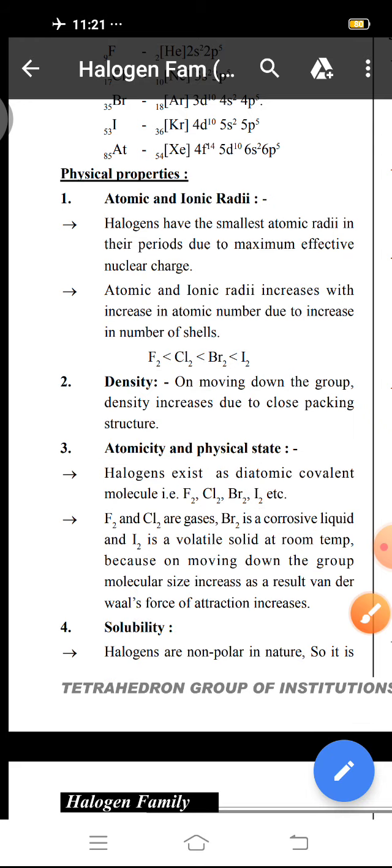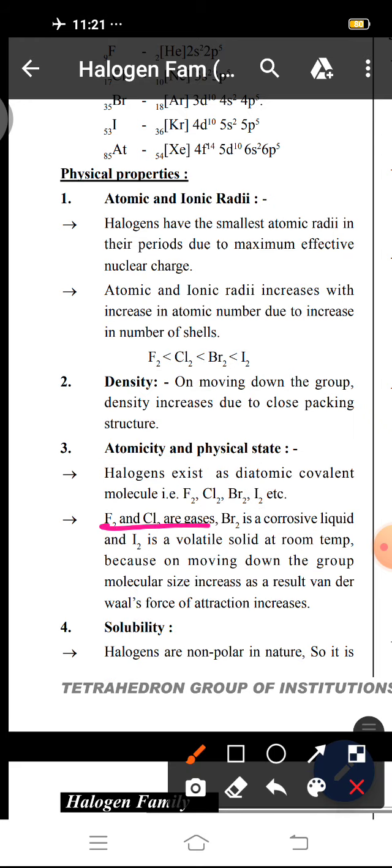So fluorine and chlorine are gases because they are smaller in size and the van der Waals force of attraction is less, so they exist in the gaseous state. Then on moving from chlorine to bromine, atomic size increases, which means the van der Waals force increases.